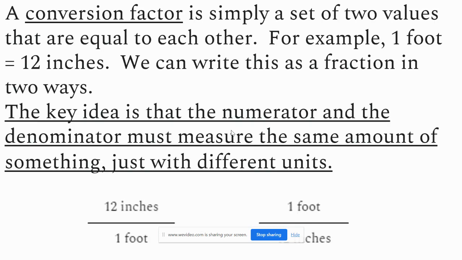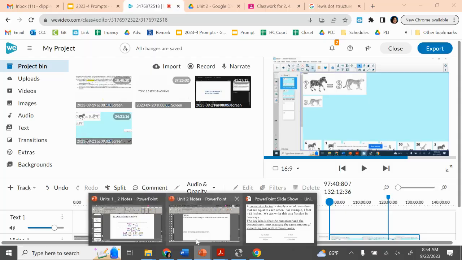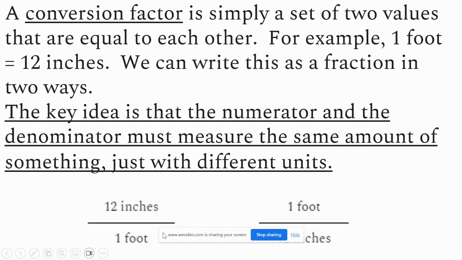All right. So like I said, a conversion factor is simply two sets of values that are equal to one another. And I did that again. I'm just trying to grab this and move it out of the way, and I end up flipping over to the video editing thing.